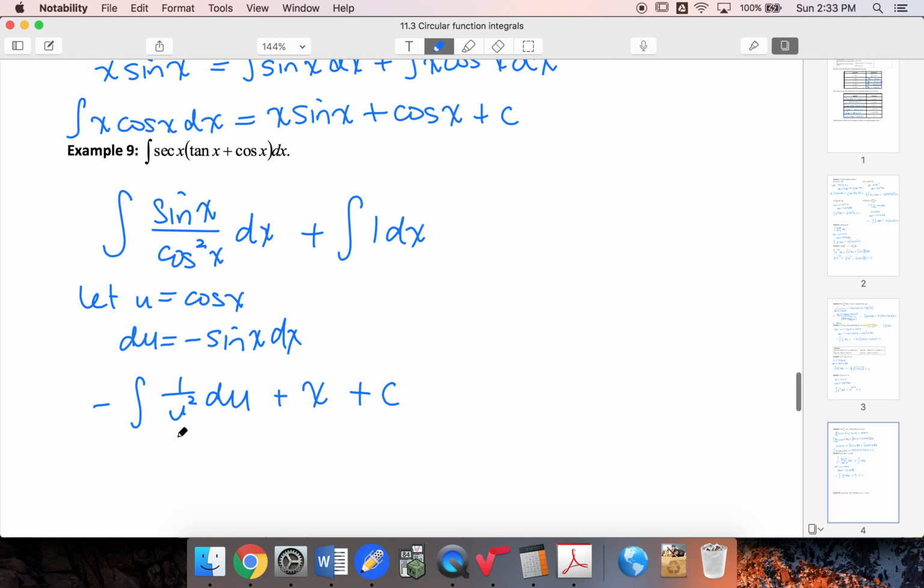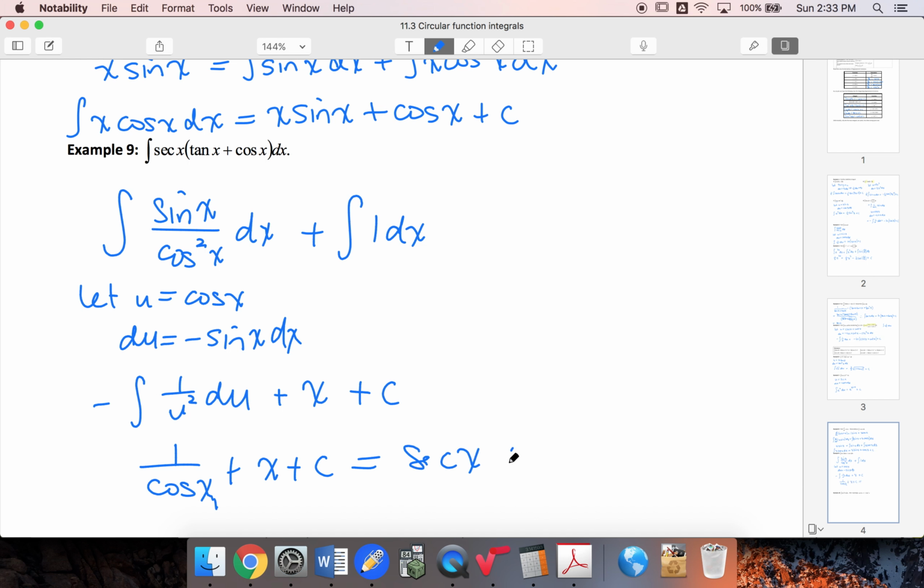So the integral of negative 1 over u squared, well, I know that's the same as u to the negative 2. So I add 1, I get negative 1. Negative divided by negative 1 is positive 1. So I'm going to end up with 1 over u. But of course my u was cos x. So 1 over cos x plus c, and I'm going to rewrite that as secant x plus c as my final integral.